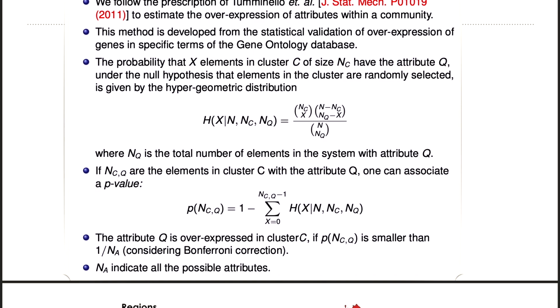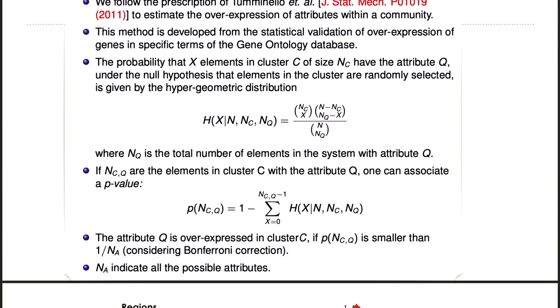Here n_q is the total number of elements in the system with attribute q. Because different attributes are present in the data, there is a very heterogeneous distribution of the attributes. So we need to follow a proper statistical method to capture whether any attributes are overexpressed or whether it has just come by chance. Using this hypergeometric distribution we can do that.